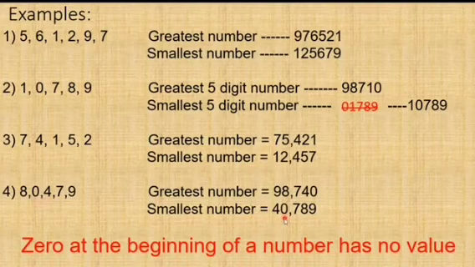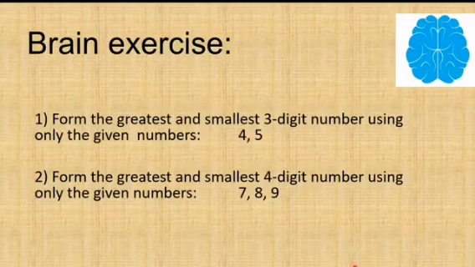Then it becomes 40789. So on the whole, you have to remember one major thing, children. 0 at the beginning of the number has no value. Understood? Now for some brain exercise.